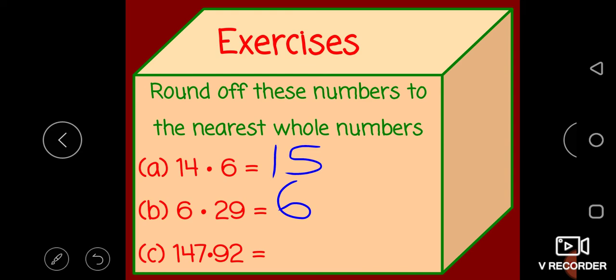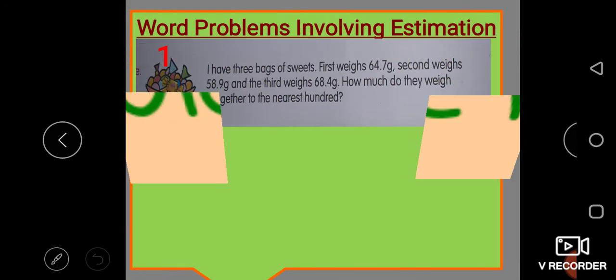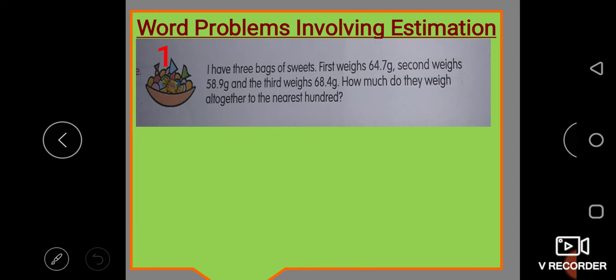C, 147.92. 9 is far above half. It borrows 1 and adds to 7. 7 becomes 8. Thus, the answer here is 148. Why didn't we put the decimal point? Because the question says to the nearest whole numbers. The whole numbers are the numbers before the decimal point. So we don't give any attention to the decimal point and the numbers after the decimal point. Do we understand?